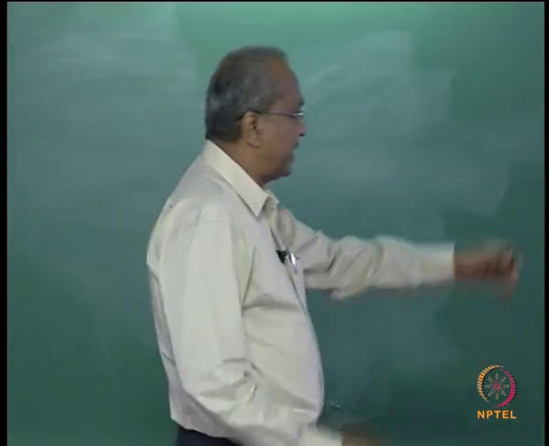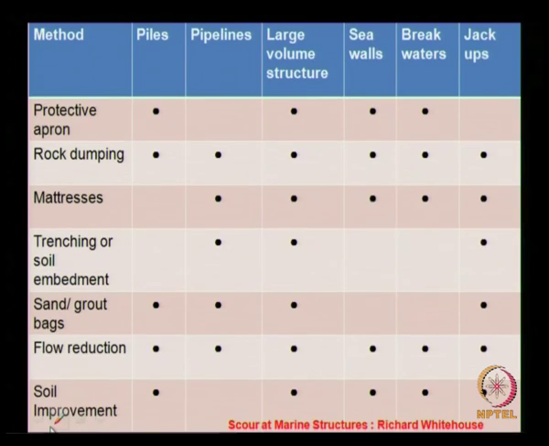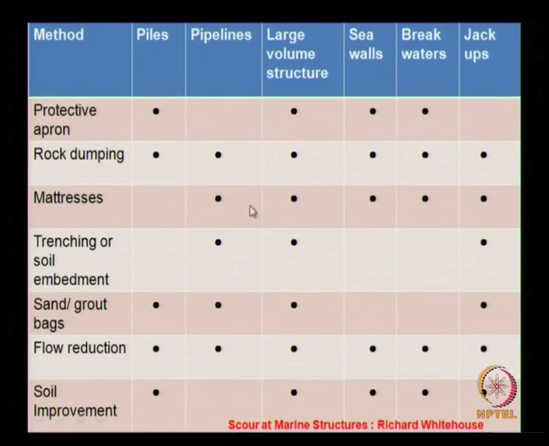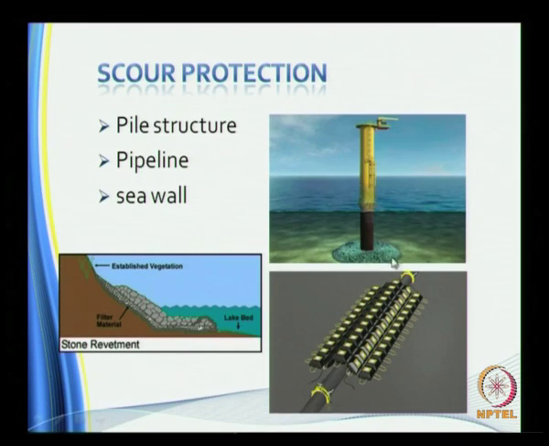Then sandbags, there are several cases. In fact it is also used in the case of sea walls and breakwaters also, although it is not marked here. Flow reduction in all the cases we have. Then soil improvement scheme, mostly piles, large volume, sea walls, etc. So you see that there is a pile structure here, how it has been protected. You see that this is the kind of protection. So the width, the height, all these things need to be calculated.